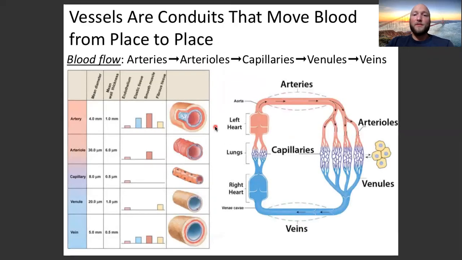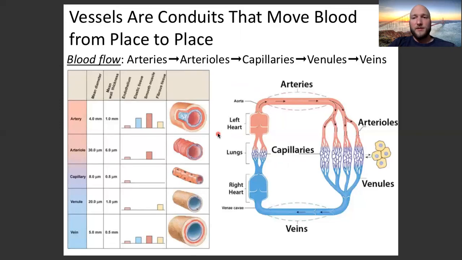So we're going to start off talking about the vessels. So cardiovascular system. What are the three main components of the cardiovascular system? We've already talked about two. So we have the cardia, which refers to the heart, and then the vascular part of the word is the vessels, the tubes, and then it's the stuff that's inside the tubes, blood. So we've already covered blood and the heart. Now we're going to cover the tubes. So vessels are conduits that move blood from place to place. They are the tubes that blood moves through.